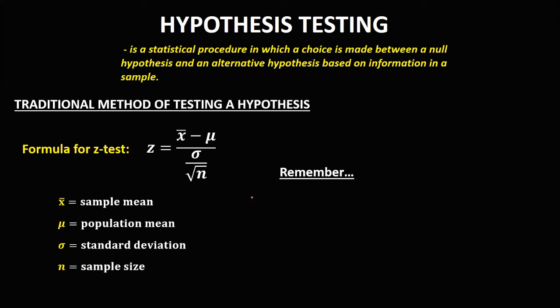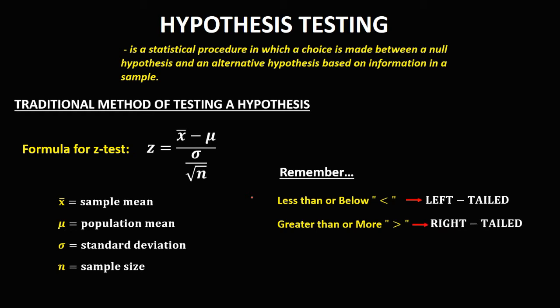And these are the things we need to remember: if less than or below, this one is left-tailed. For greater than or more, that's right-tailed. And for not equal or difference, this one is two-tailed. So this less than and greater than are both one-tailed.